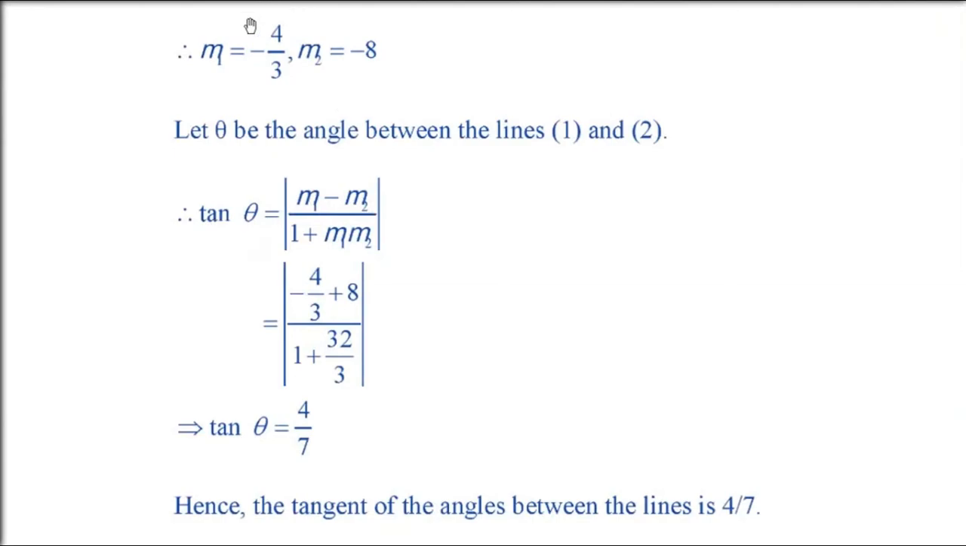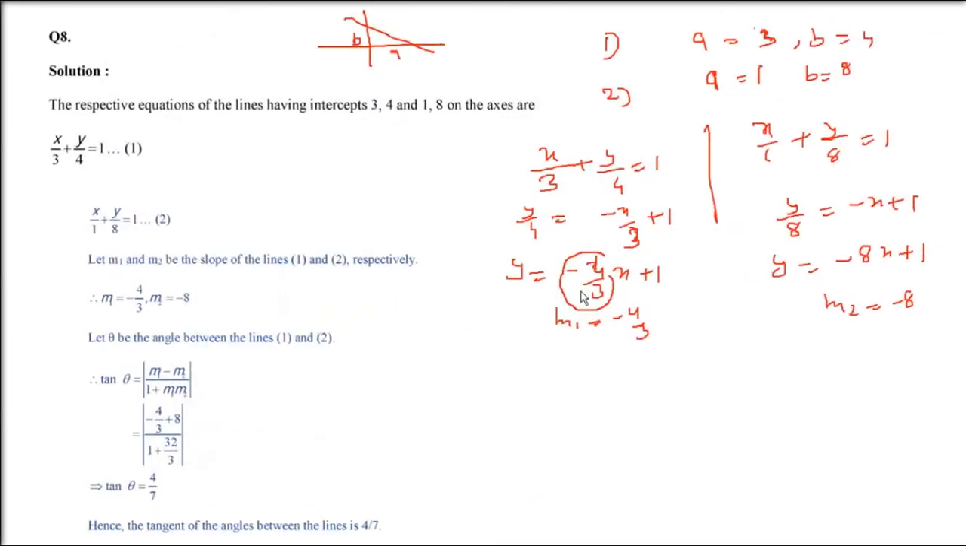You can just find it out: m1 minus m2 by 1 plus m1 m2. We have done this type of question already, and always take the positive sign. 4 by 7 will come. Tan theta is 4 by 7. Theta is going to be tan inverse 4 by 7.